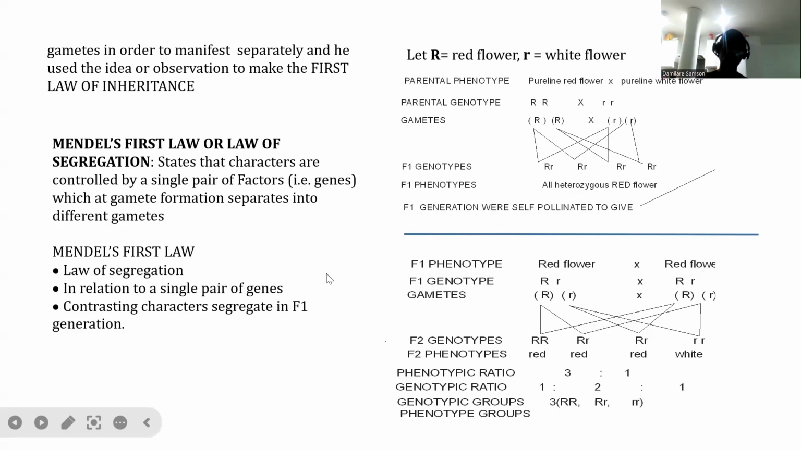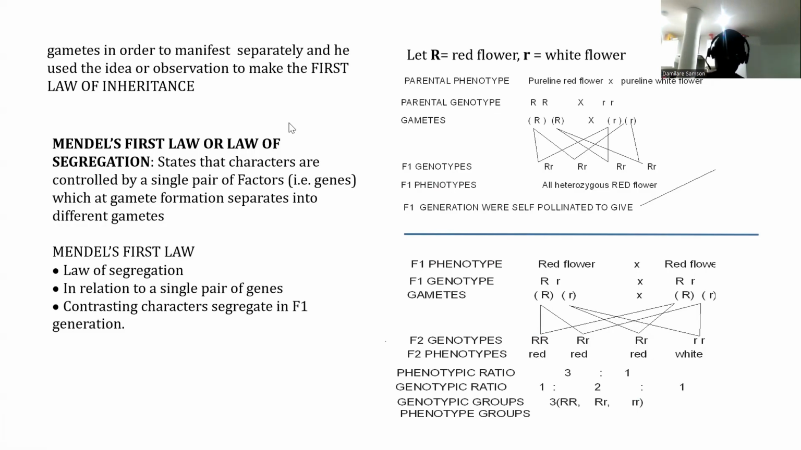So that explains what Mendel's first law is talking about, which is also called the law of segregation or the first law of inheritance. All you are saying is it states that the characters are controlled by just one pair of genes, and this pair of genes will separate during what?